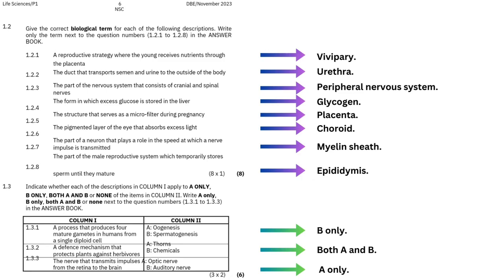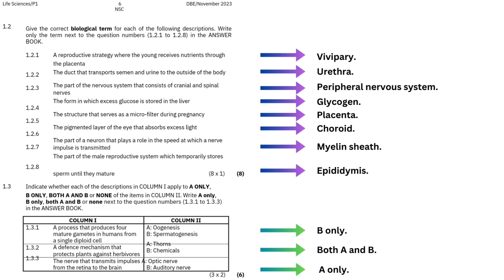Next is 1.3. Indicate whether each of the descriptions in column 1 apply to A only, B only, both A and B, or none of the items in column 2. Write A only, B only, both A and B, or none next to the question numbers in the answer book. 1.3.1. A process that produces 4 mature gametes in humans from a single diploid cell. Does that apply to oogenesis and or spermatogenesis? The answer is B only, spermatogenesis.